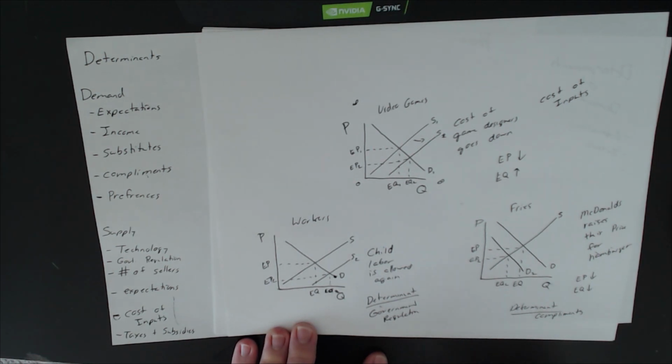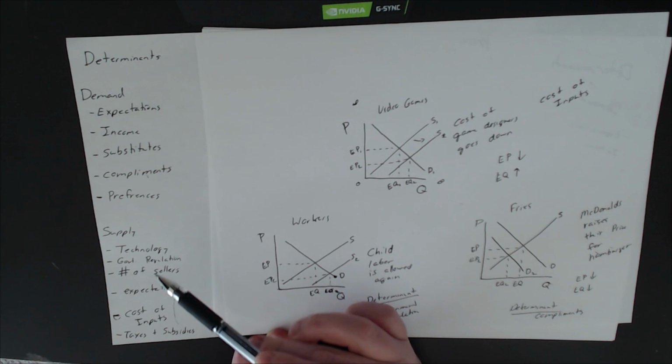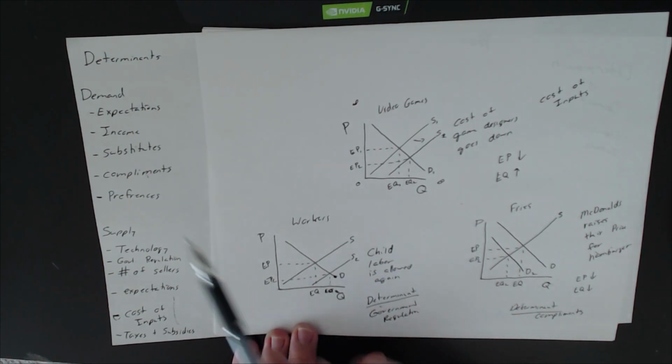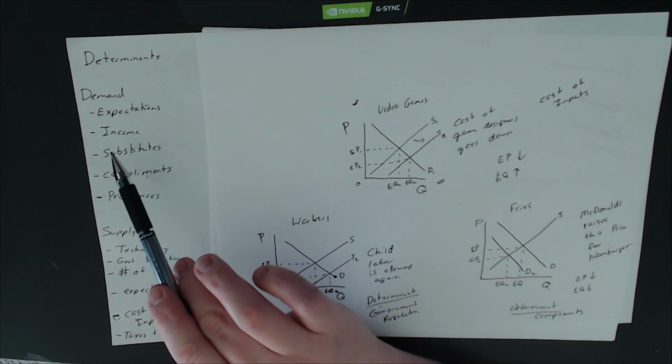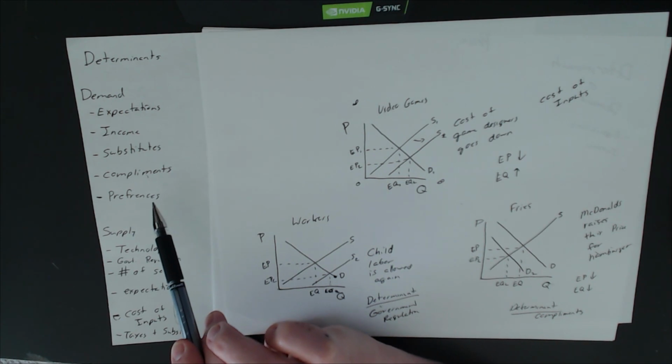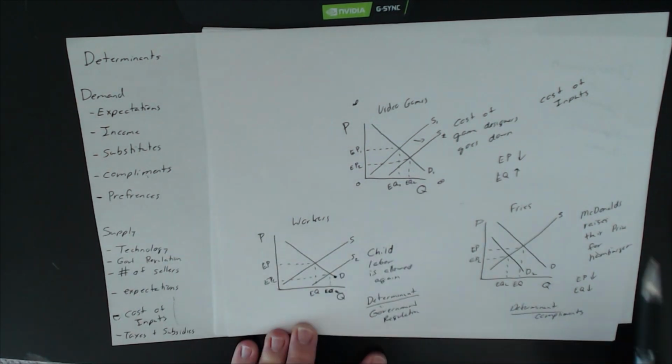Now, something to always remember: if it is going to be any one of these, technology, government regulations, number of sellers, expectations, cost of inputs, taxes, and subsidies, that is going to cause your supply line to shift. All right. If it is demand, expectations, income, substitutes, complements, preferences, that is always going to cause a shift in demand.